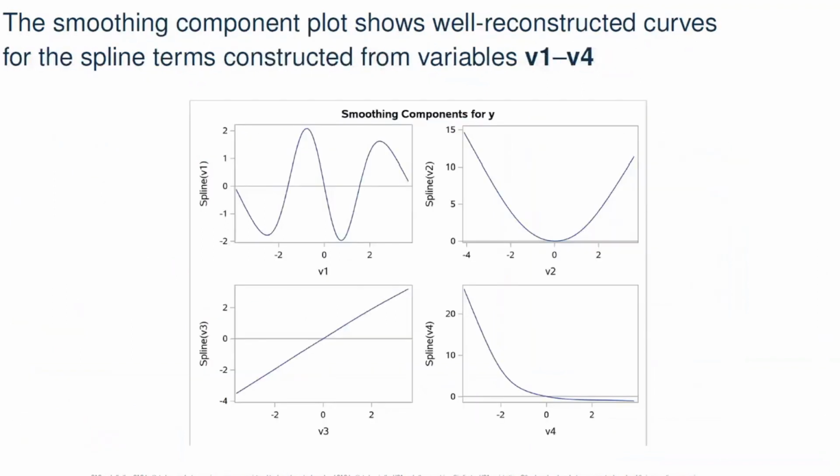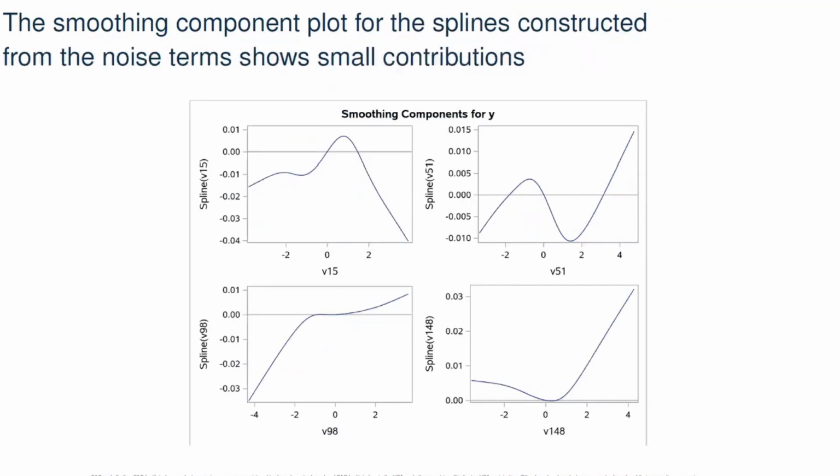One very nice property of GAMs is that the univariate and bivariate spline terms can easily be visualized, which allows you to better understand the contribution of each term towards the model fit. So GAMs provide you with a very flexible and interpretable class of models. These smoothing component plots were requested by using the PLOTS= option in the PROC GAMSELECT statement. And here we see well-reconstructed curves for the variables v1 to v4. The plots for the spline terms constructed from the noise terms selected in the model show small contributions, as indicated by the scale of the y-axis.